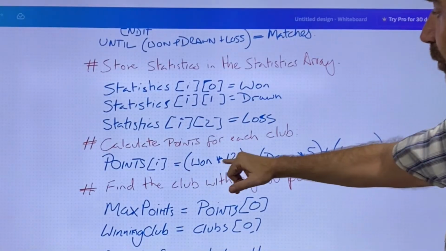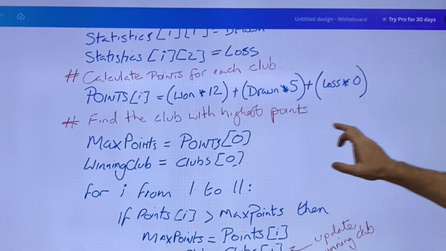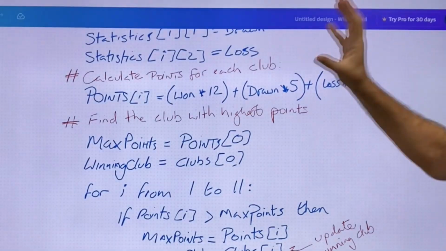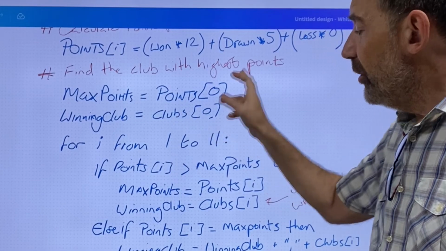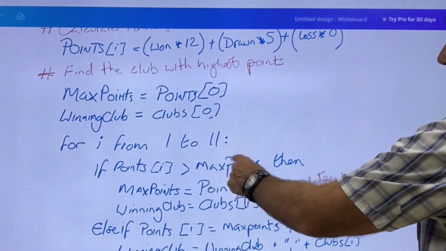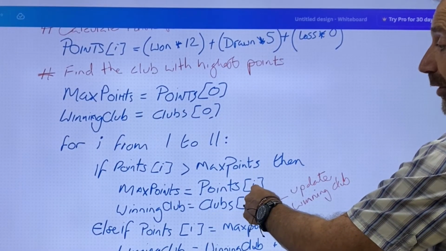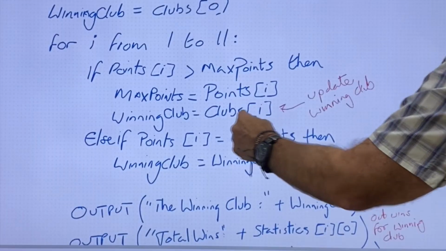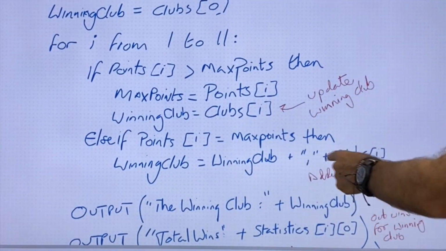And the points: win is 12, drawn 5, loss is 0. So max points equals points, winning club equals club, but then we're going to add to this. So for I in range, looping through the clubs, if points index position is greater than max points, then max points equals whatever was at that index position in points. Winning club equals whatever club is in the same index position. Else if points of that index position equals max points, then winning club equals winning club.